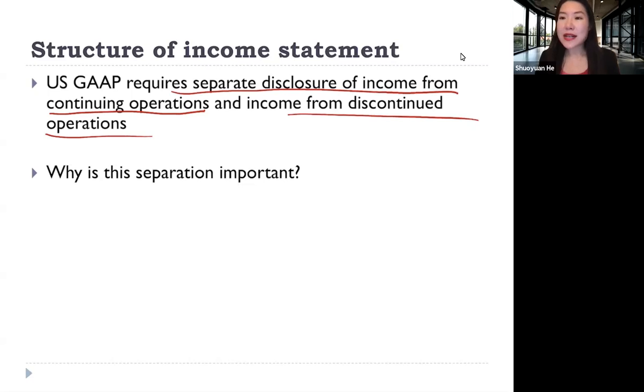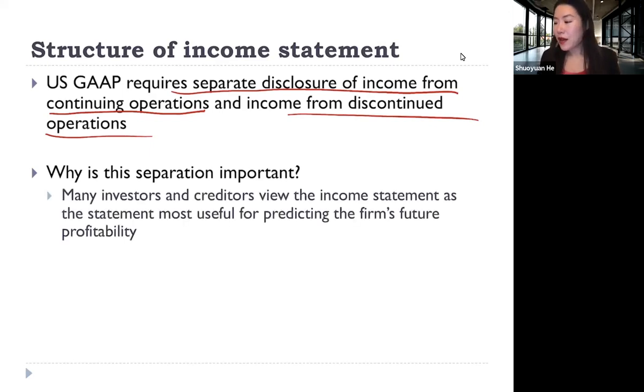But why is this separation important? Please take 5 minutes and try to think about it. Why is it important that we separate income from continuing operations and income from discontinued operations? You can pause your video for now. So why is this separation important?